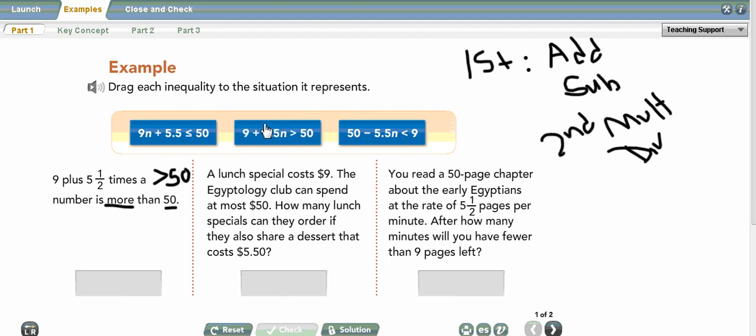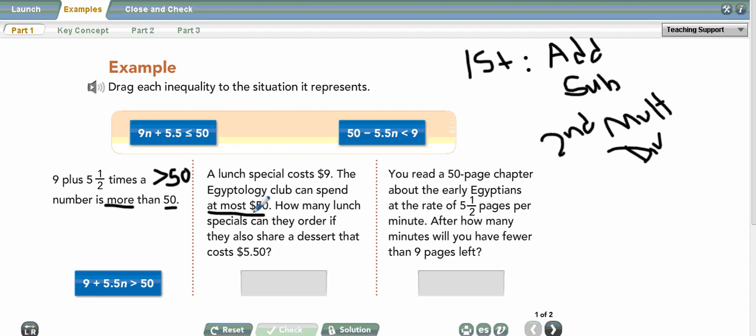Oh, whoops, I see there's a little box out here. Okay. Then the lunch special costs $9 and the club can spend at most 50. At most it can spend is 50. At most tells me that it can spend less than. It can also even spend 50, but it cannot spend $50.01. So I know I'm going to be looking for an equation that has less than or equal to 50. How many lunch specials can they order if they also share a dessert that costs $5.50?